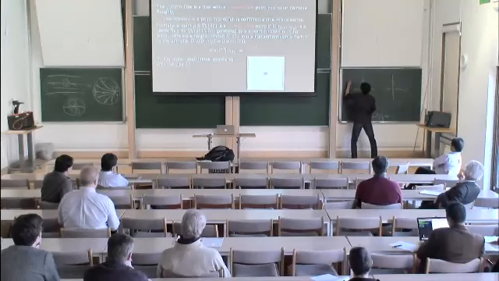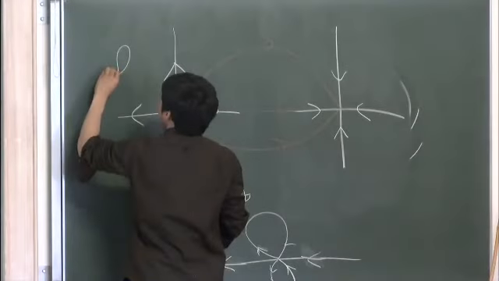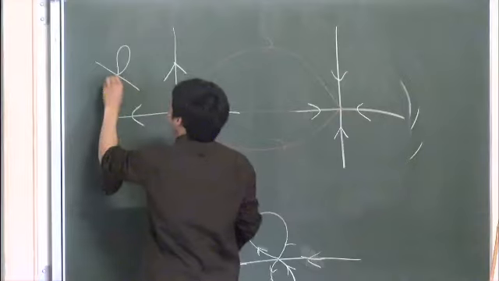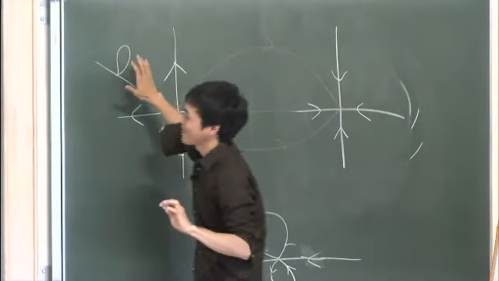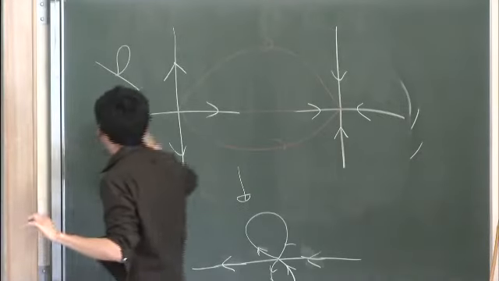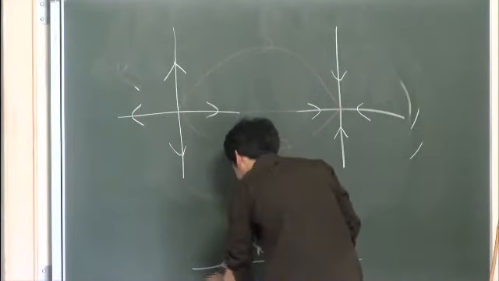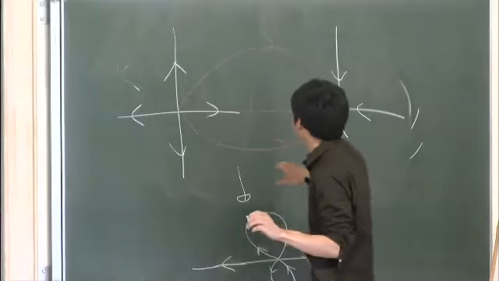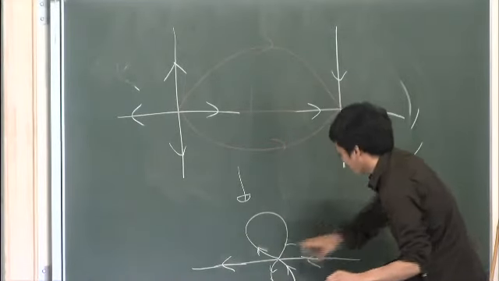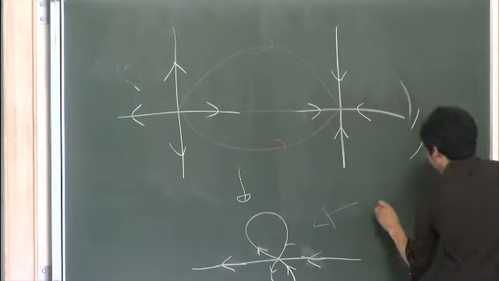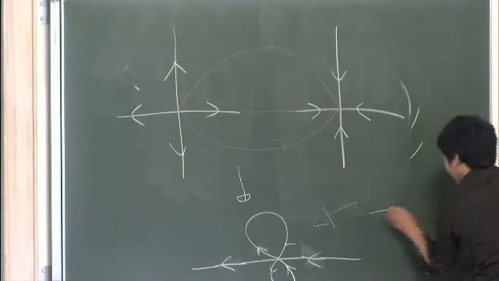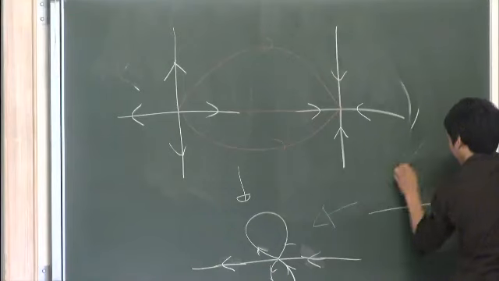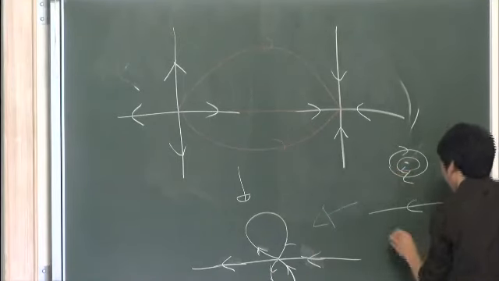For example, sorry. And I also said that one source-sink can also be obtained from two centers. So like this and like this.